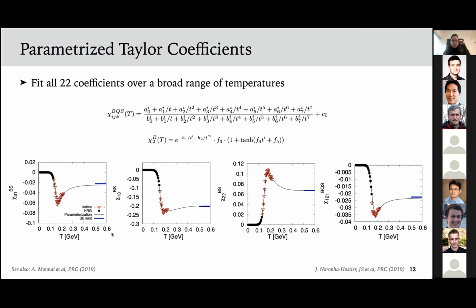So the plots I'm showing here are just examples of 4 out of the 22 different susceptibilities. So what you can see is for each of the susceptibilities in the low temperature regime, we have the Hadron resonance gas model calculations as merged with the Lattice QCD data in the moderate temperature regime. And then we impose a smooth approach to the Stefan-Boltzmann limit at high temperature. So this is just a few examples of our parameterizations of each of those quantities.